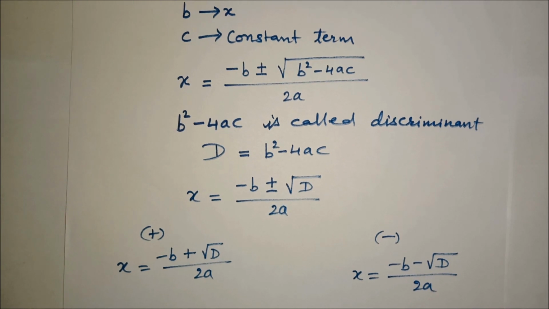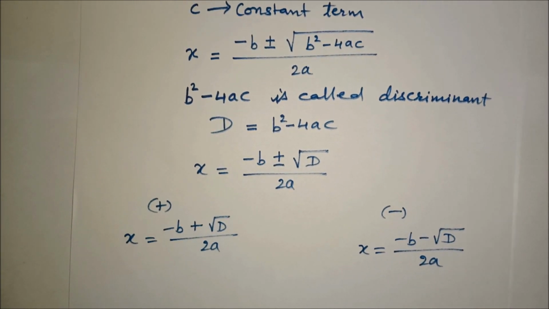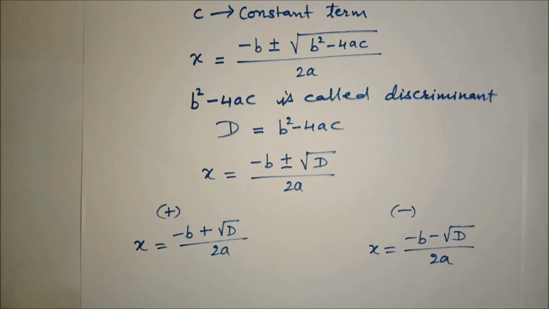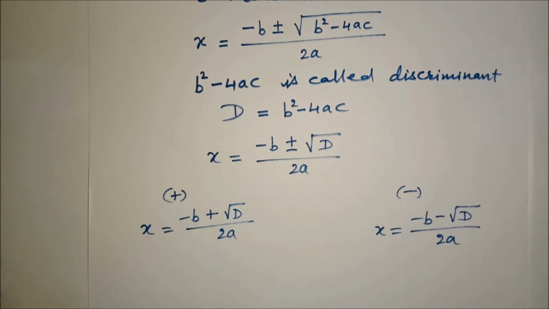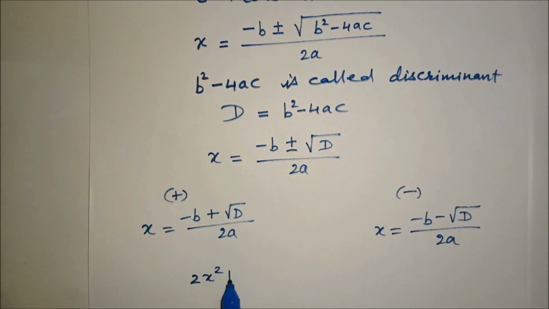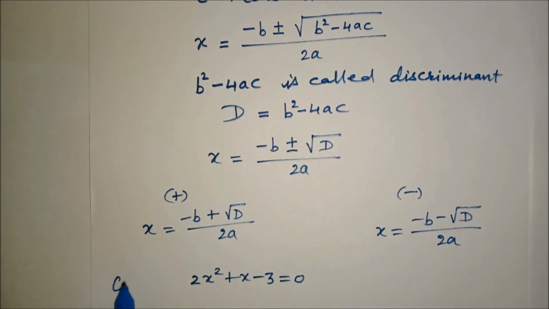For finding the nature of roots, like whether roots are real, imaginary, rational or irrational, we calculate the discriminant. Here we will use this formula for finding roots of a quadratic equation. Now we will find roots of the equation 2x² + x - 3 = 0. This is our question.